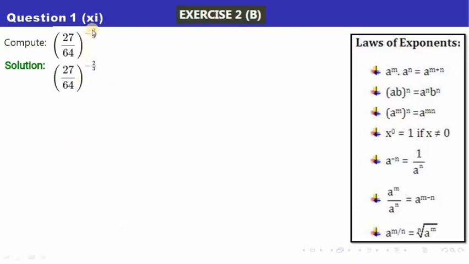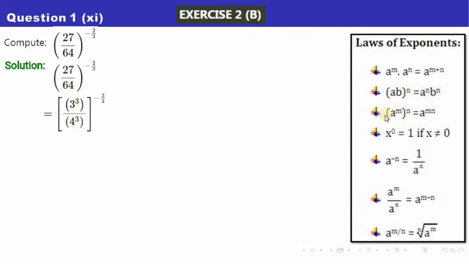Let's have a look at the next question. I am taking the 11th question, which says compute this. Okay, so before proceeding, what you need to do here is you need to factorize each number. For example, when you factorize 27, you get 3 into 3 into 3, that is 3 cube. And similarly, when you factorize 64, you get 4 into 4 into 4, that is 4 cube.